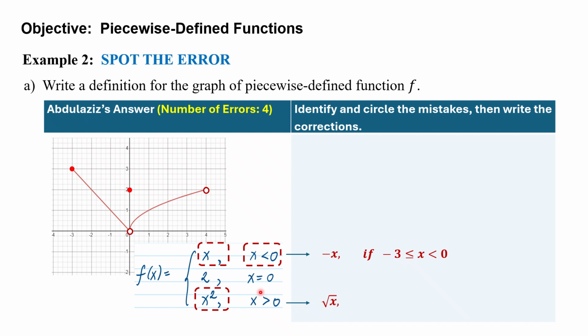Now, looking at its domain, it says here that x is greater than 0. But here, the graph will stop up to this. So it's not up to infinity. So this is the fourth error. And to correct that, the domain is only from 0 up to 4, not including the 0 and 4. So this is the correct function.